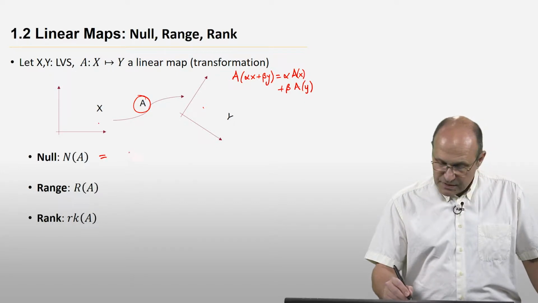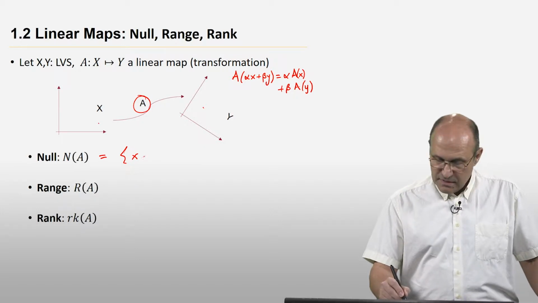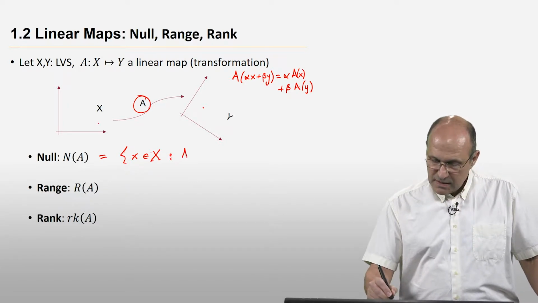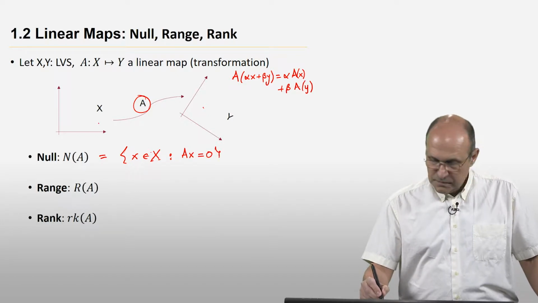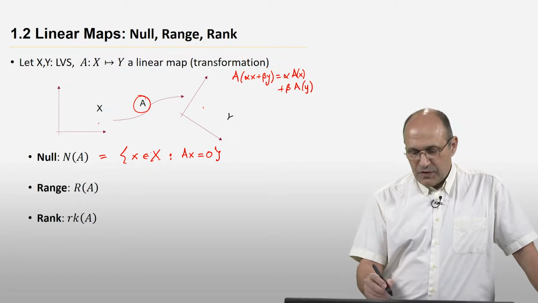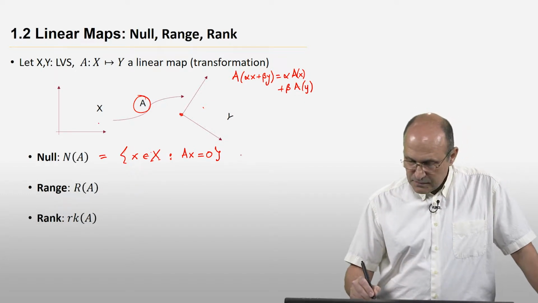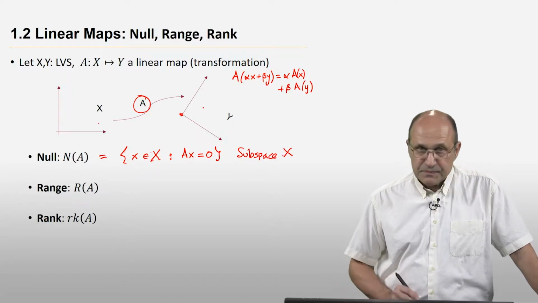And by definition, the null space is all the x's in the domain such that Ax is 0. So all the x's in the domain that map to the origin of the codomain. This is always a subspace of X, of the domain.